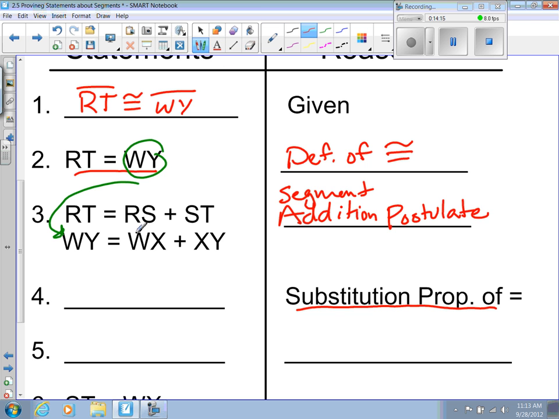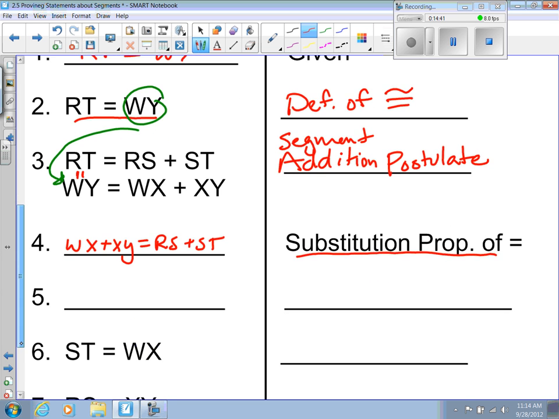I'm going to go right to saying that these two things are equal to each other. So I was kind of looking at how the rest of this was going to play out. Since these things are equal to each other, that means WX plus XY has to equal RS plus ST. Those are equal.